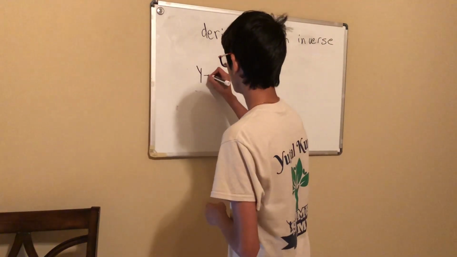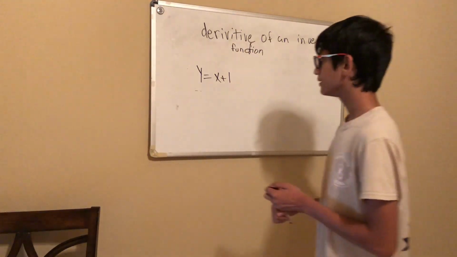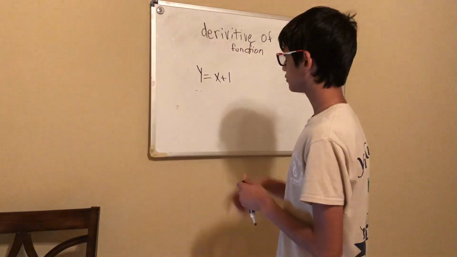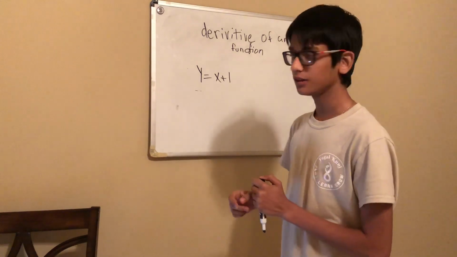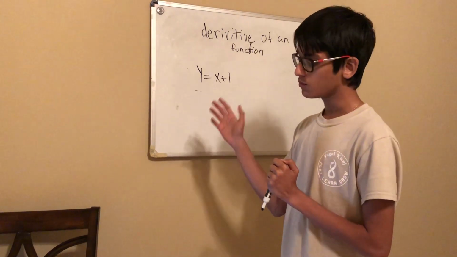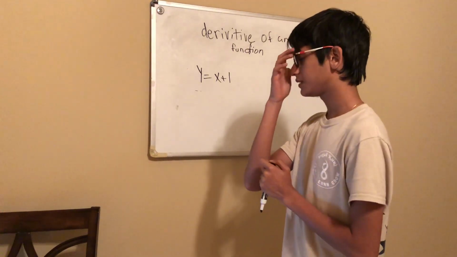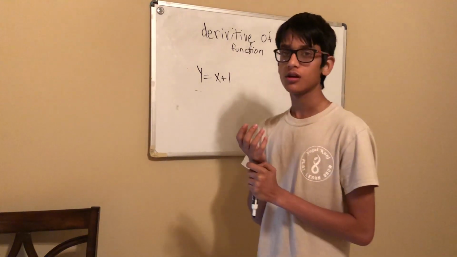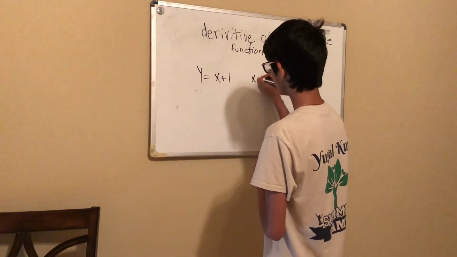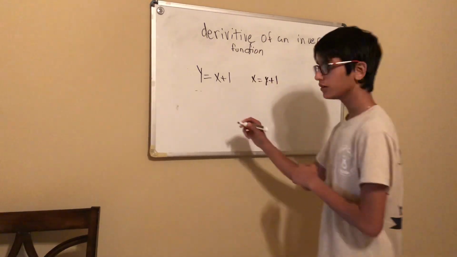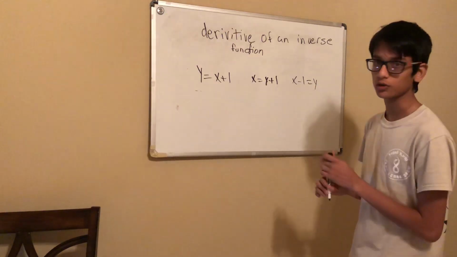So y equals x plus 1. The method to finding the inverse function is you replace all x's with y's and all y's with x's, right? And then you use SADMAP to move it so that there's only one y term on one side. SADMAP is just the opposite of PEMDAS, which is just the order of operations, right? So in this case, you go x equals y plus 1, and then you go x minus 1 equals y, and that's the inverse function of this.